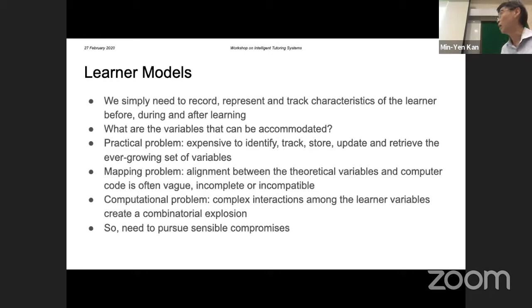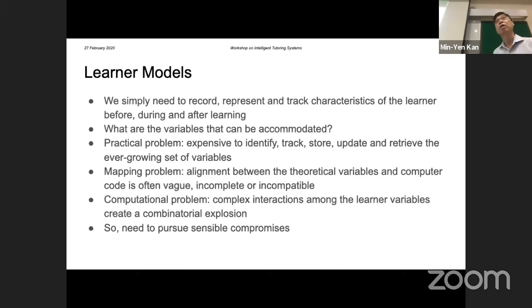And then there's also a mapping problem. Some of these variables are very theoretical, engagement, motivation. And then you try to map to something that's operational by computer code. So that's kind of challenging. How does the computer react to these changes in all these variables? And also there's a computational problem. There are so many of these variables, right? And so many complex interactions among these variables. So it creates a kind of combinatorial explosion.